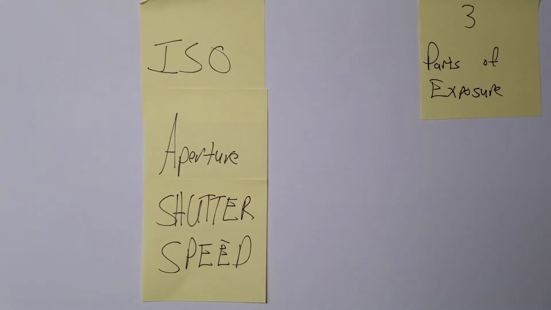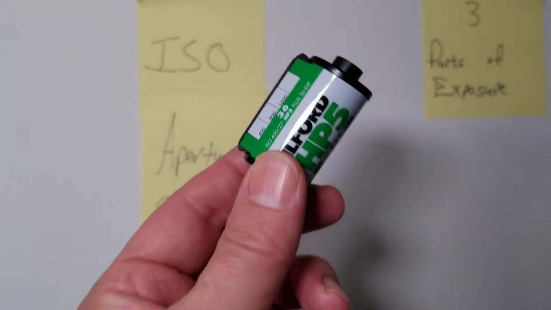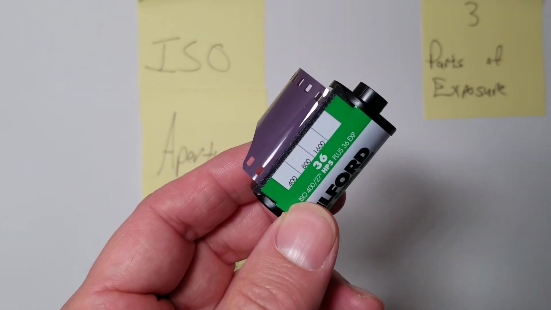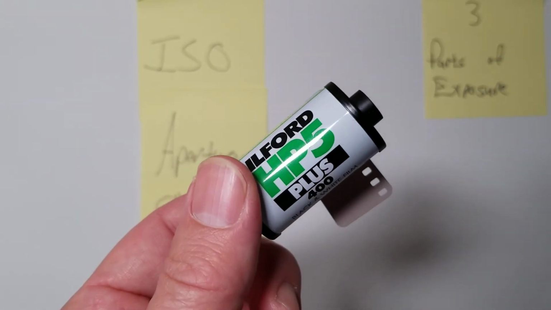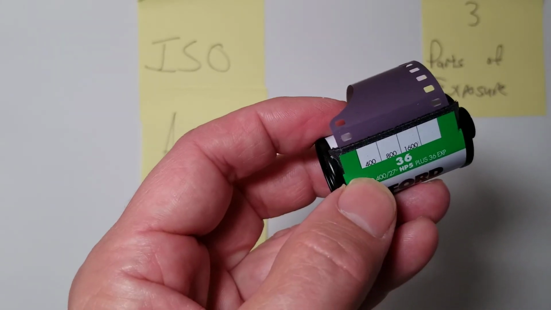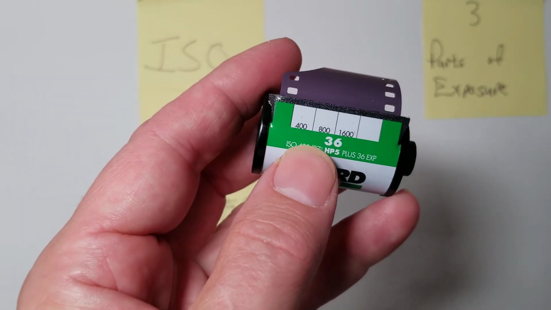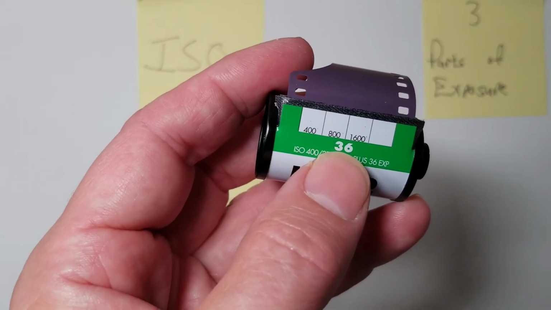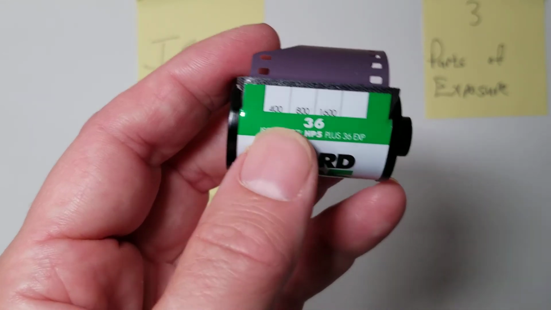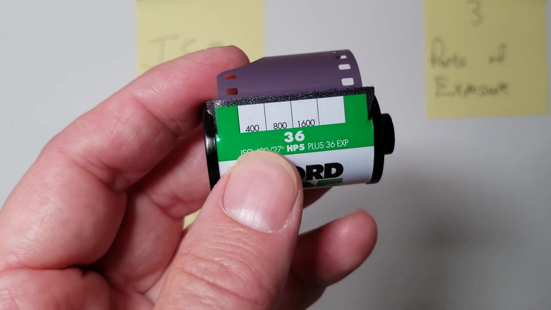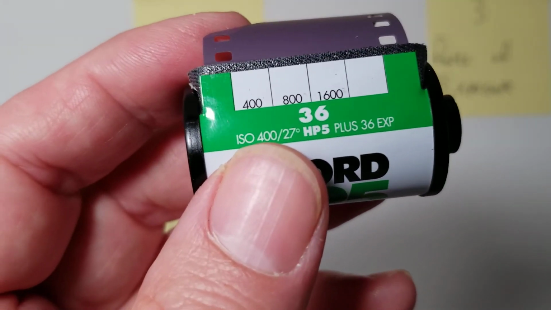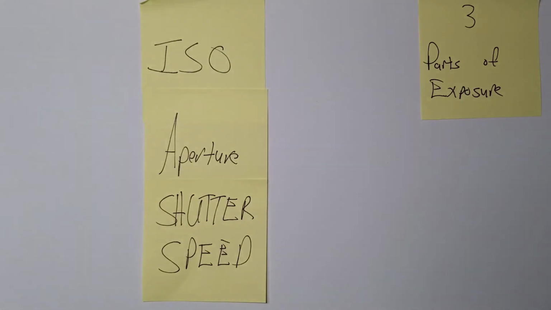For film photography, it was a lot easier. You would get yourself a roll of film. This, for example, is a roll of Ilford HP5 Plus. It's 400 speed film, but you could change it, right? 400, 800, 1600, but the whole roll would be like that. 36 exposures, same ISO. Now, digital allows us to make one picture at one ISO, change your ISO, and you can make another picture at a different ISO.